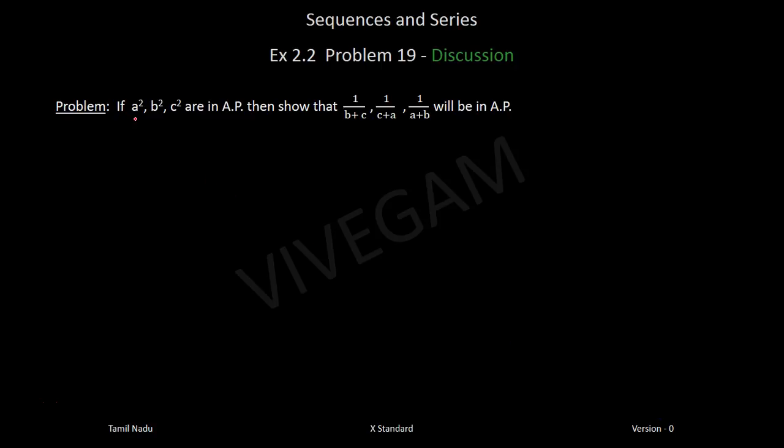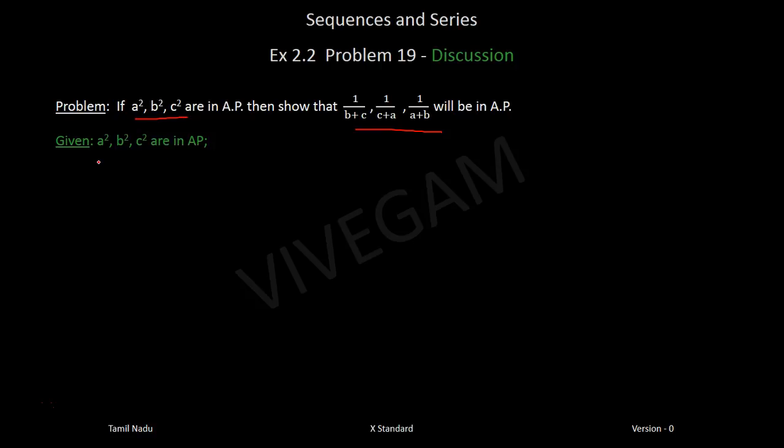A square, b square, c square are in AP. What does it mean? So b square minus a square, t2 minus t1, equal to t3 minus t2, c square minus b square. And if you want to show that these are in AP, then this minus this must be equal to this minus this. So as we have done in the previous problem, first start here and derive that equation or condition which we can use for proving. Then start here, this minus this equal to this minus this, simplify that equation and it will get reduced to this equation. That's how we need to do.